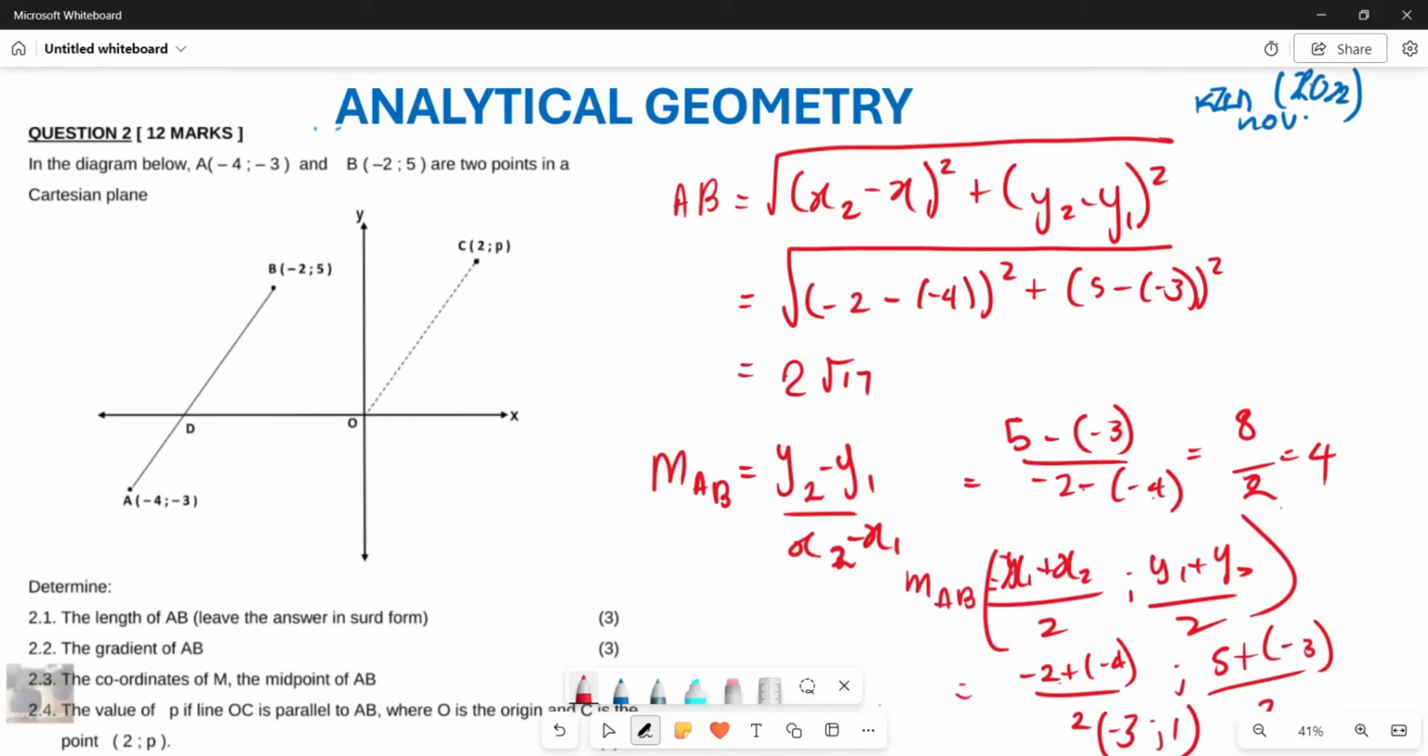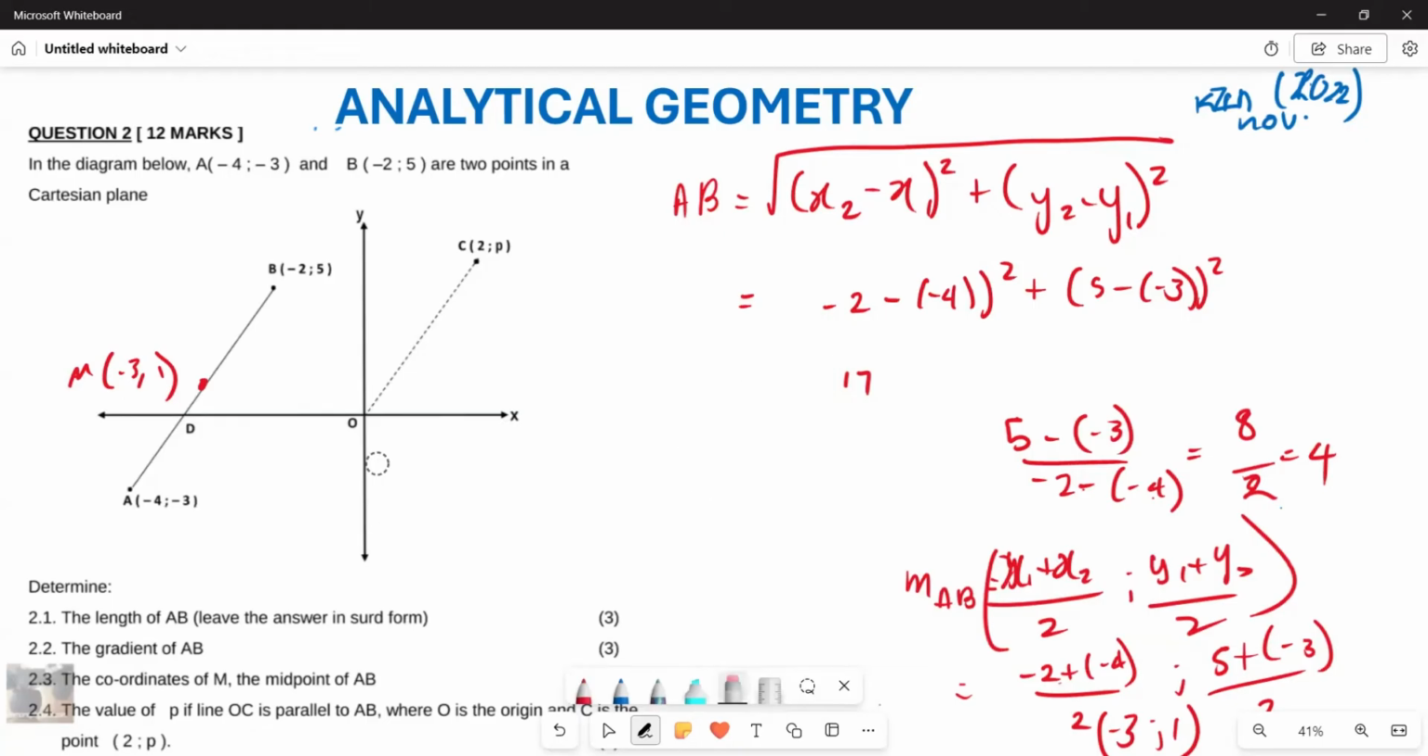So which means the midpoint that is going to be somewhere here, it is going to be given by -3 and also 1. Can you see that, right? So basically that is going to be the midpoint M that is going to be found in between your A and also your B.